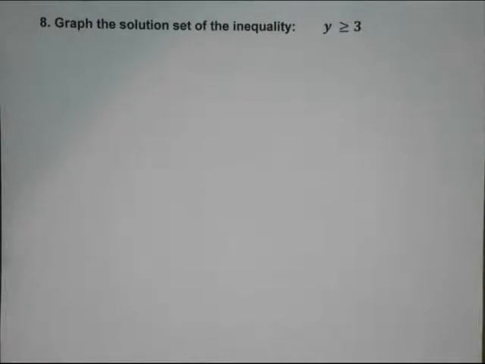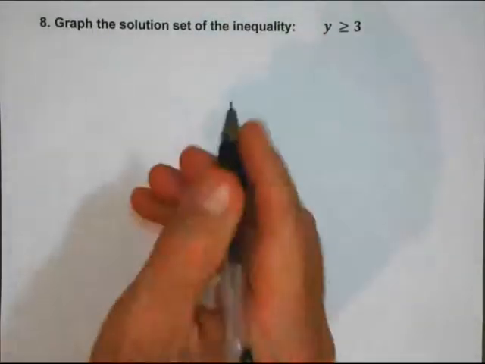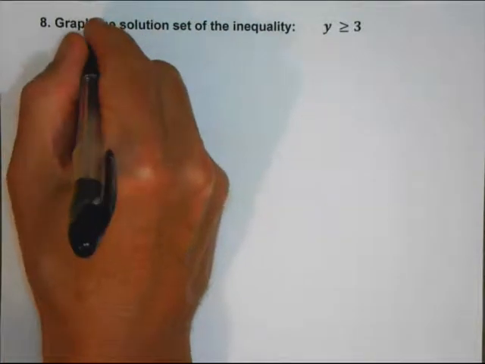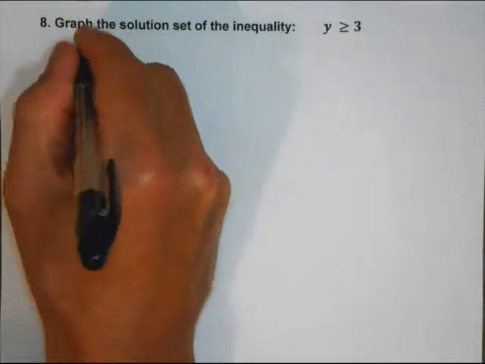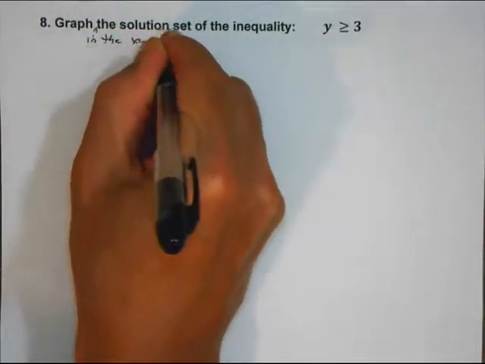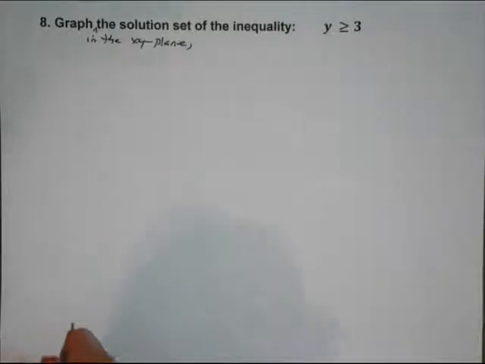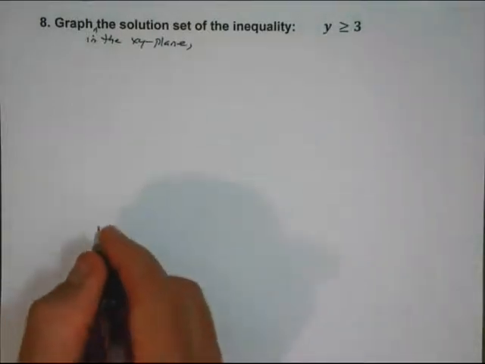Exercise 8. Graph the solution set of the inequality y greater than or equal to 3. Because this question is in an exercise set which is titled two variable linear inequalities, we know that this means we're to be graphing in the xy plane. Just in case you ever see this question out of context, you might see it written as graph in the xy plane the solution set of the inequality y greater than or equal to 3.